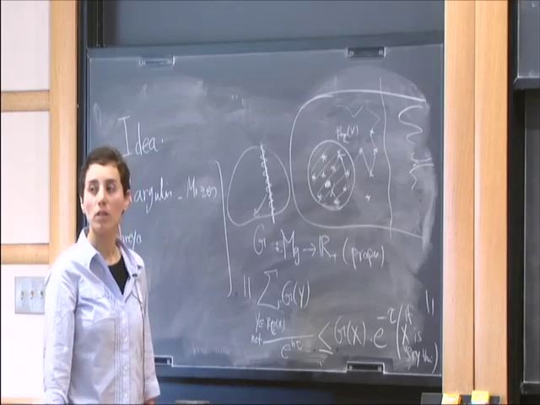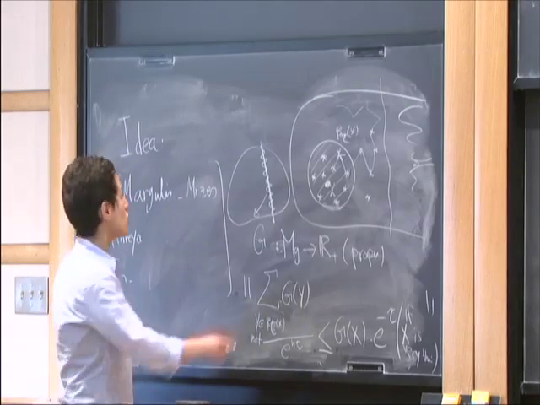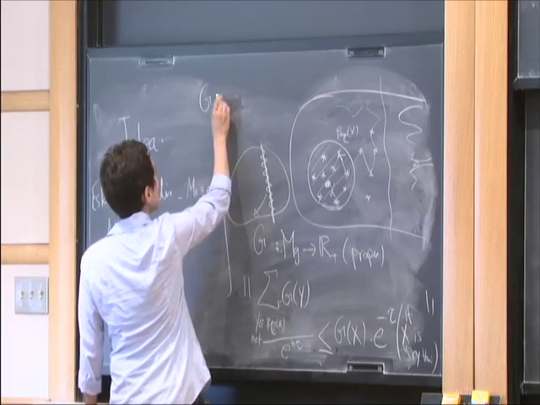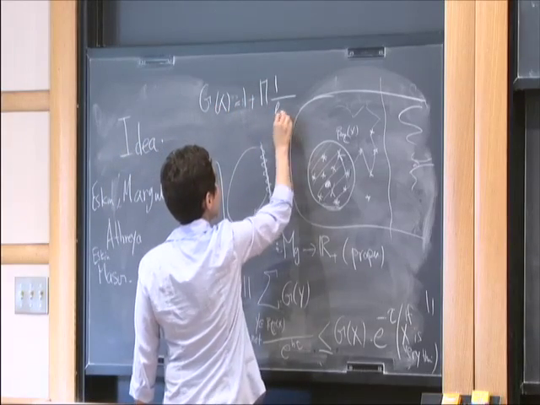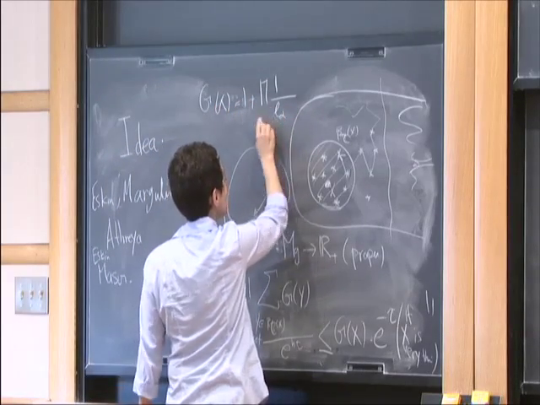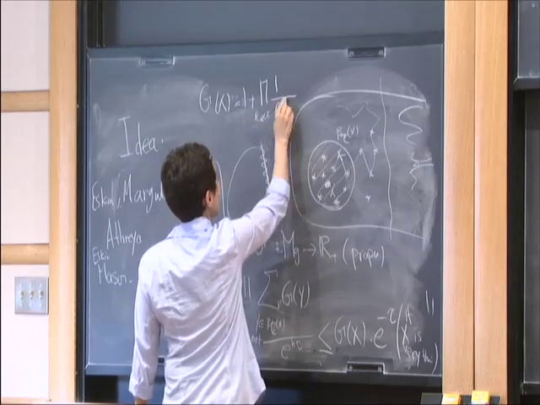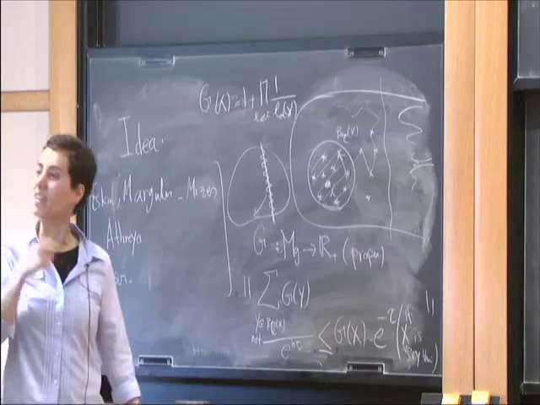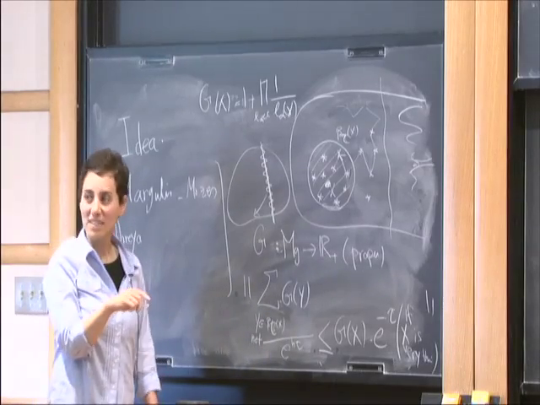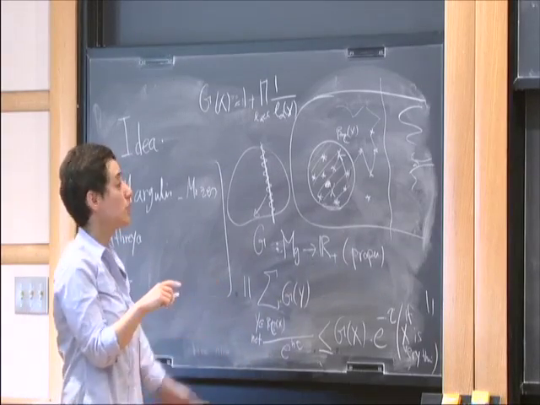Yeah, it's in the quotient. Oh, this G is basically 1 plus the product of 1 over the length of the short curves on X. But you have to prove it. Yeah, it's similar, but you have to prove it. The proof is not similar.